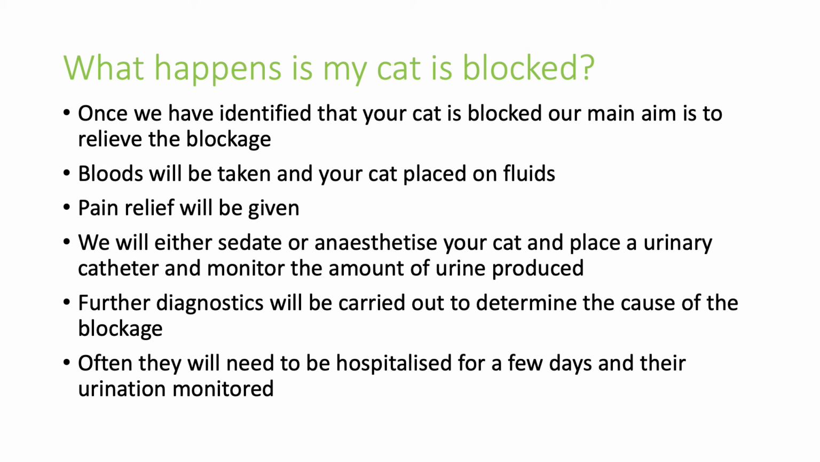So what happens if your cat is blocked? Once you have identified that your cat is blocked, our main aim is to relieve the blockage. We will take bloods from your cats to check how the cat's kidneys are coping with the blockage, and to check there are no dangerously high levels of potassium which can affect your cat's heart. We will then place your cat on fluids, give him pain relief, and either sedate or anaesthetise him and place a urinary catheter and monitor the amount of urine produced. We then may carry out further diagnostics to determine the cause of the blockage. Your cat will need to be hospitalised for a few days and their urination monitored to ensure that they do not reblock.